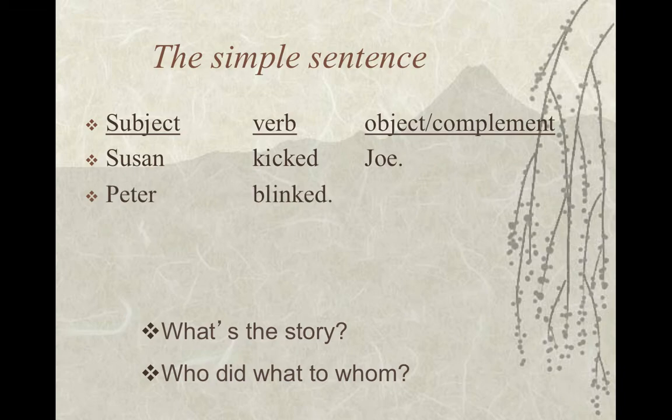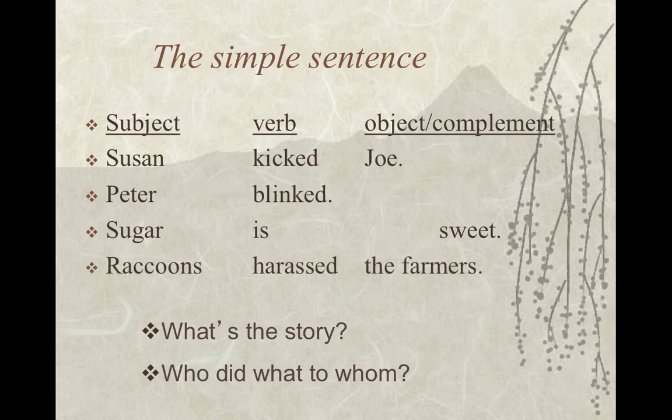We can have shorter sentences. Peter blinked, with just the subject and a verb. We can have sentences with complements. Sugar is sweet. Not just this sugar, all sugar. It's how sugar works, right? But most of the time we're telling a story. Raccoons harassed the farmer. Who did what to whom? That's the story. If the sentence is longer and more complex, that's still the structure we're looking at.